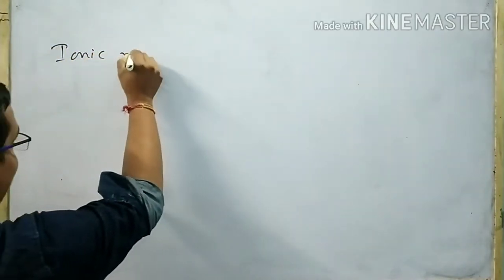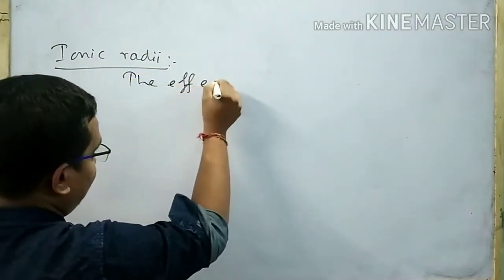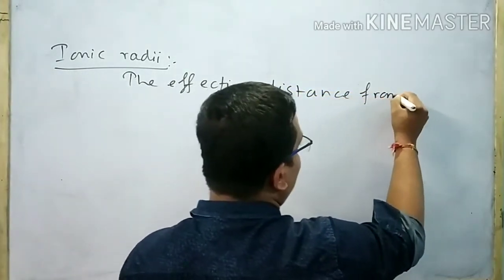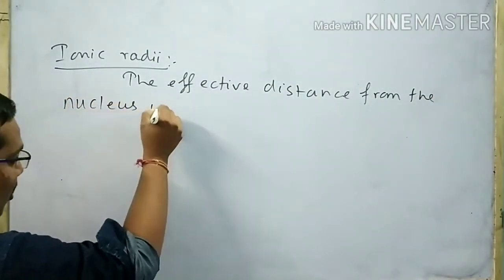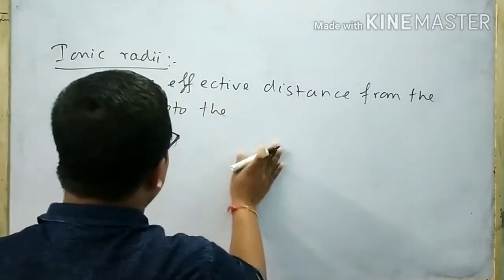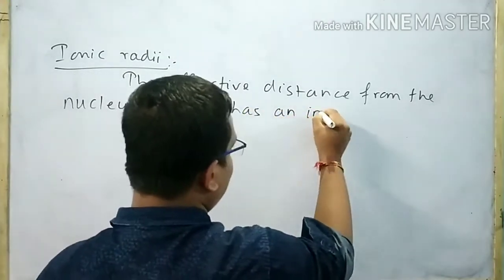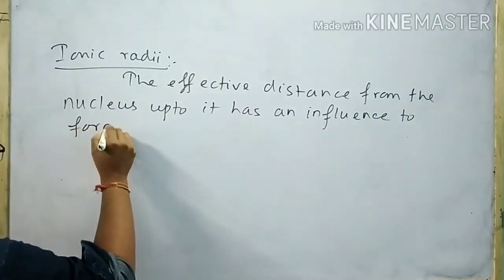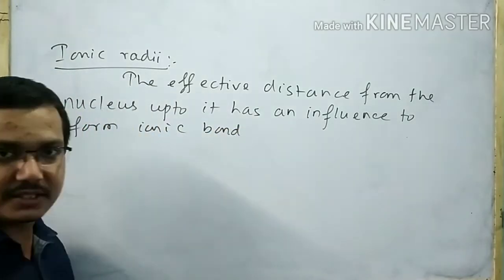Now I will discuss the ionic radii. Ionic radii. What is ionic radii? The effective distance from the nucleus up to which it has an influence to form an ionic bond. What is the meaning of this sentence?